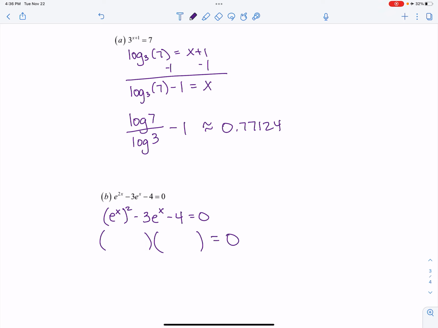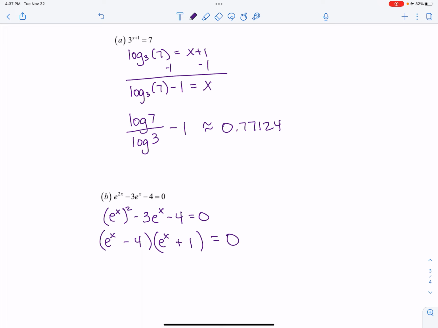And how do we get e to the x squared? Well, that's just e to the x times e to the x. How do we multiply to get negative 4 and add to get negative 3? Well, that would be a negative 4 and a positive 1. So we can factor that just like any other number. In my brain, I substituted e to the x as the x variable itself, the whole thing, just so that way I could factor it.